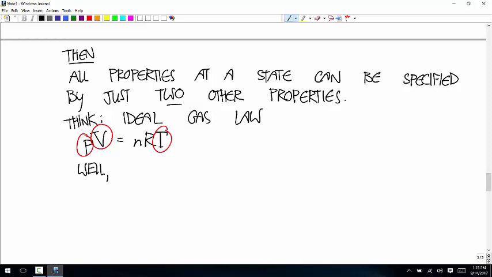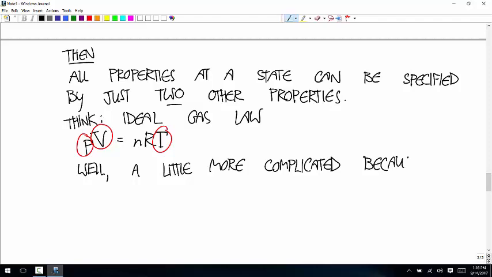Well, it gets a little more complicated than that, because simple compressible substances can change phases, but that's the idea.